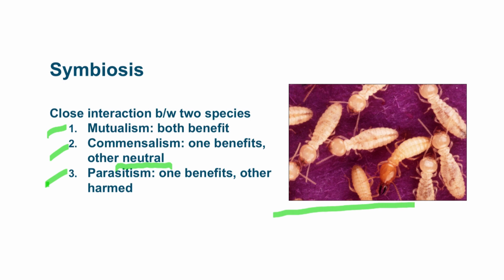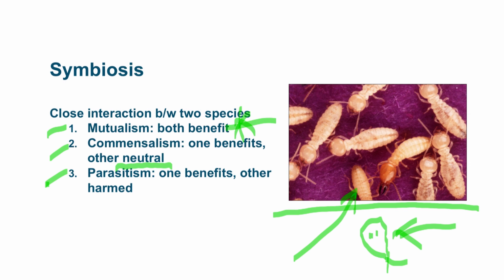And I've got this picture here of termites because termites have a little protozoan organism, which is a single-celled eukaryotic thing that lives in their guts and actually helps them to digest the wood that they're eating. So the termites get food and the protozoan also gets food out of the deal. So this is an example of a mutual symbiosis because both are benefiting.